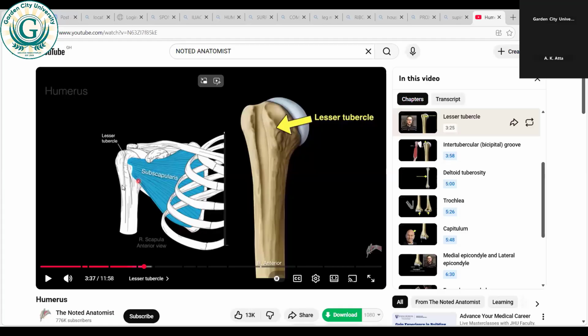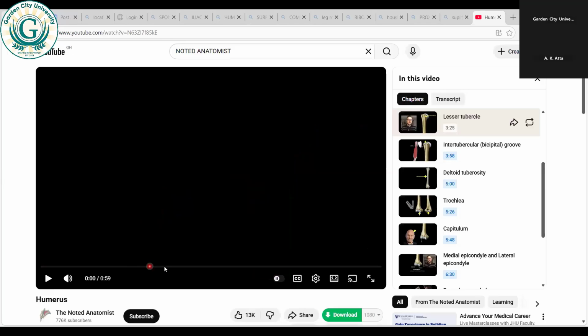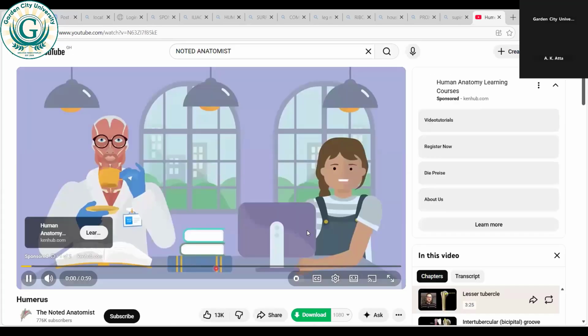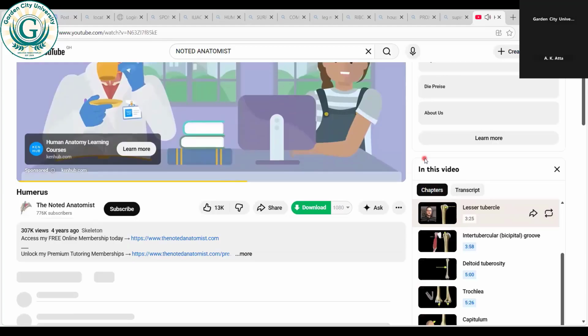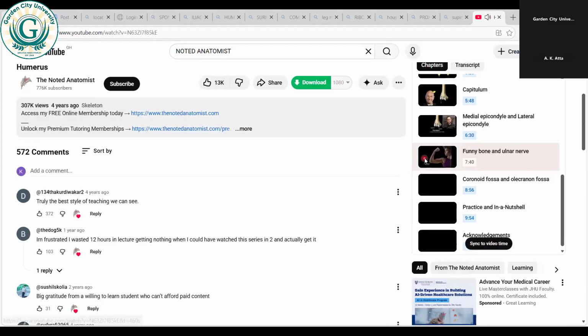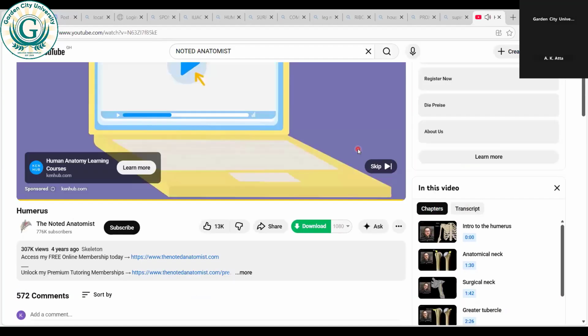So a lot of dislocation occurs here, and anatomically we say it is an inferior dislocation. The bone will move from the socket. So that's how dislocation occurs. You can look at the individual joints over here.